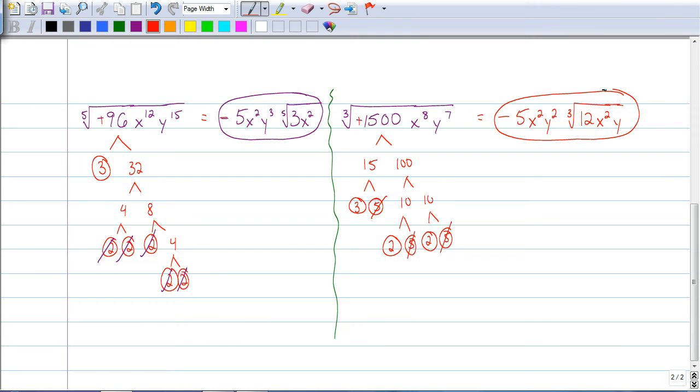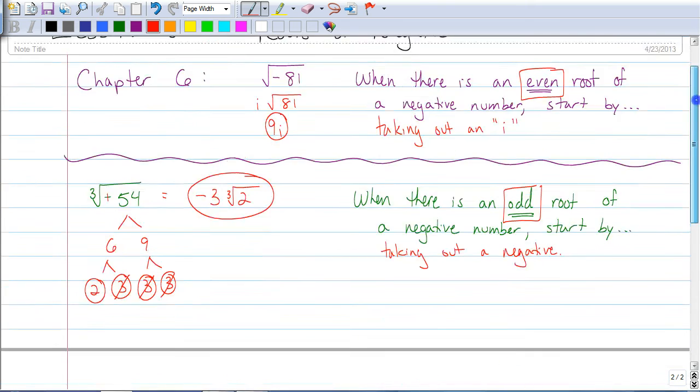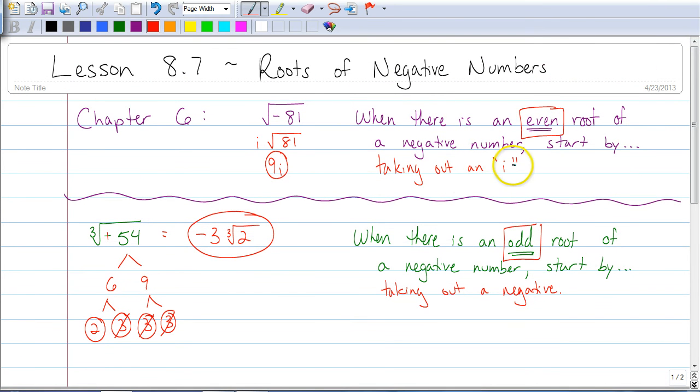So that's all we're doing today. That's the only new piece that we're adding to the puzzle, so to speak. Now we're adding negative numbers under the root, but the rest of the process is exactly what we've done in the previous lessons. So just remember, if you're dealing with an odd root of a negative number, we take out a negative. And what we learned back in Chapter 6: if we have an even root of a negative number, we start by taking out an I. So with that, good luck on your assignment.